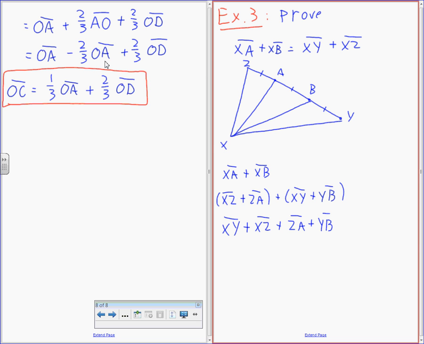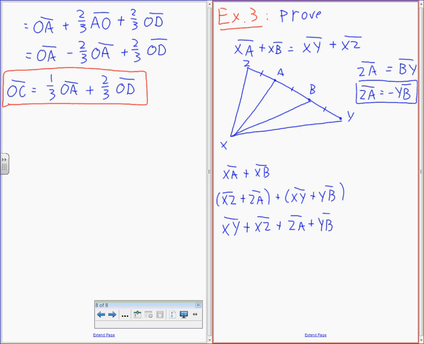ZA is this way, YB is that way. All you need to do is show somehow they're the same. Well, clearly, ZA is equal to BY. So ZA is equal to negative YB. So you get the logic there, or vice versa.